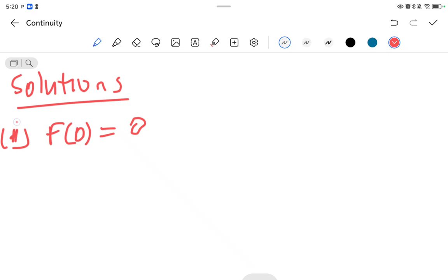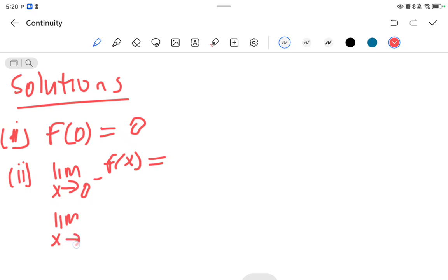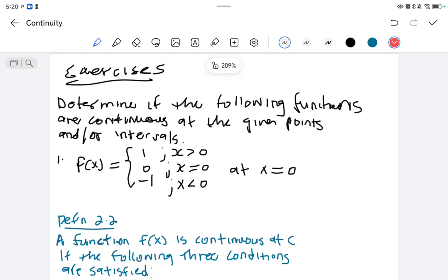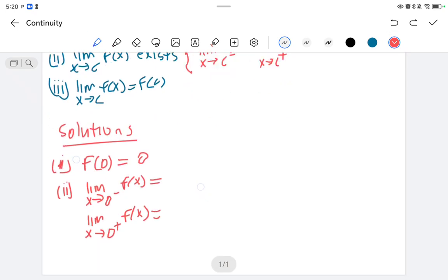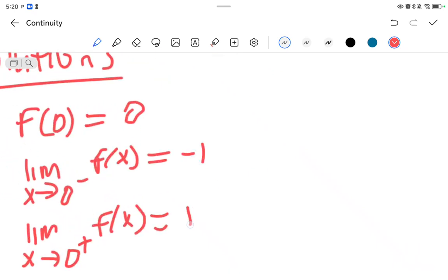Now I check the second one. I must check if the limit exists. That means I must check the limit as x approaches 0 from the left of f of x, and also the limit as x approaches 0 from the right of f of x. If they're equal, then the limit exists. If they're not equal, then it doesn't exist. Approaching from the left, x should be less than 0, and we get -1. From the right, we get 1.